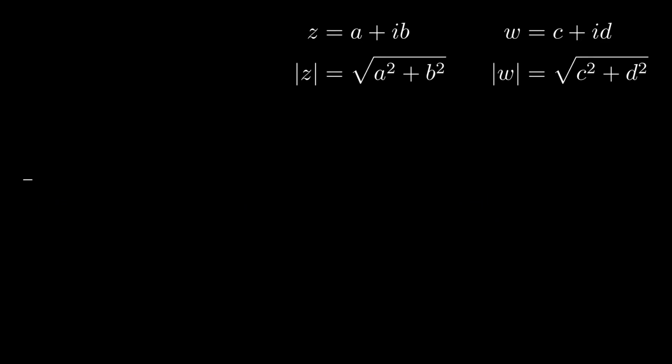Now we want to demonstrate that the conjugate of the conjugate is just the complex number itself. Seems like a rather obvious result, but we'll use it shortly.